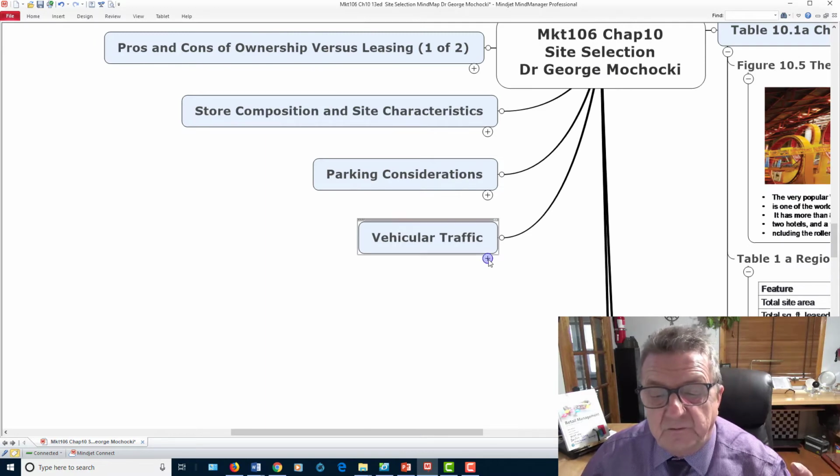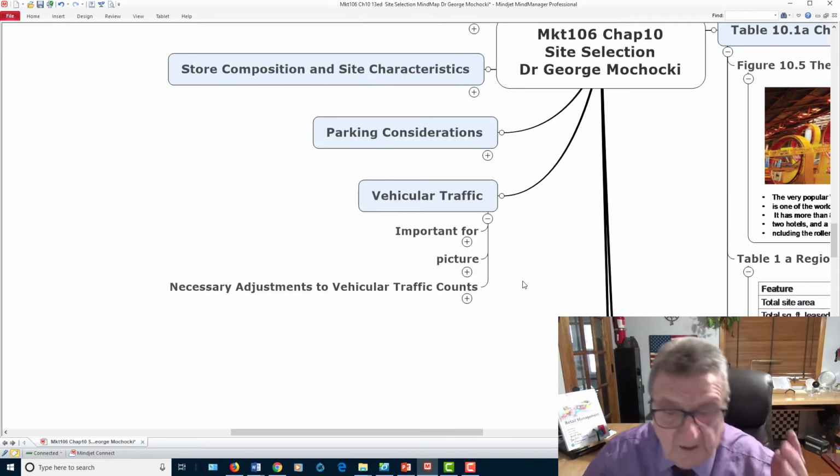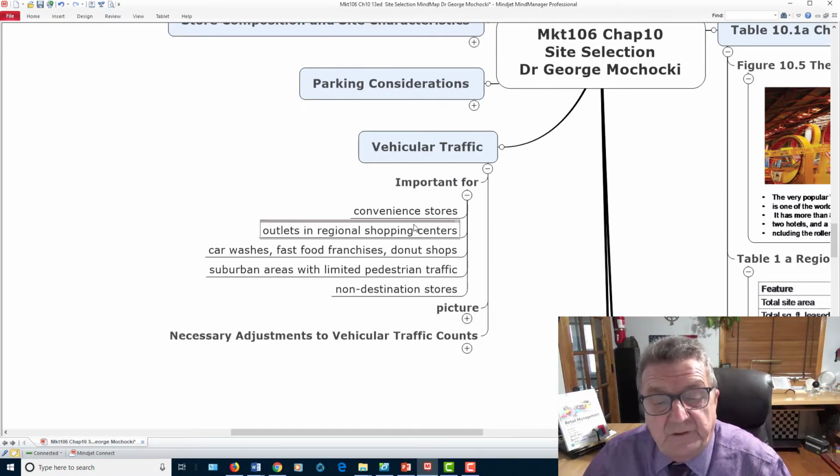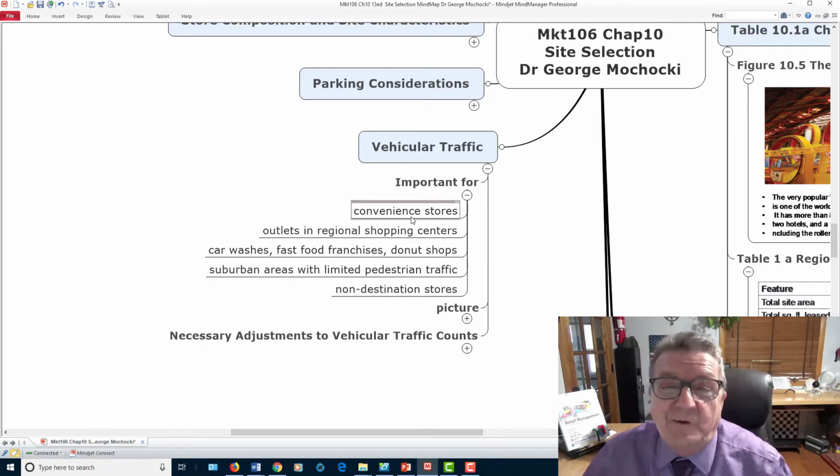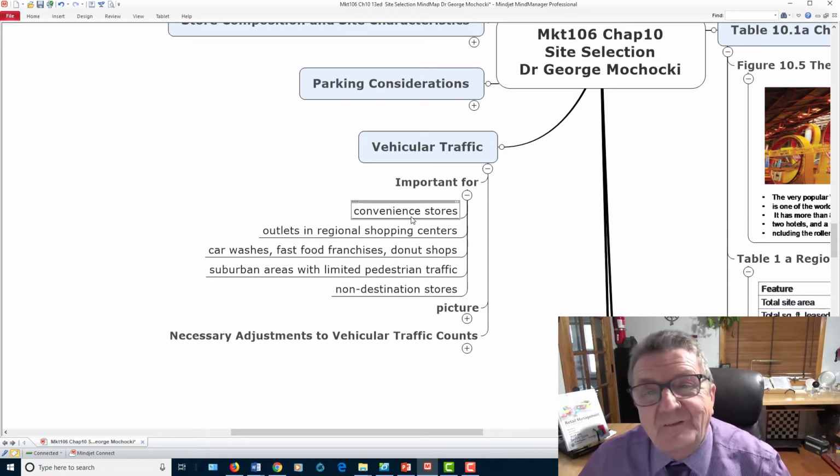Okay, now vehicle traffic. When we look at vehicle traffic, why is it important? People in America don't like to walk anymore. Come on, I'm one of them. That's why Amazon is doing so good. I don't even have to leave the car. I don't have to leave the house. I just do everything online.